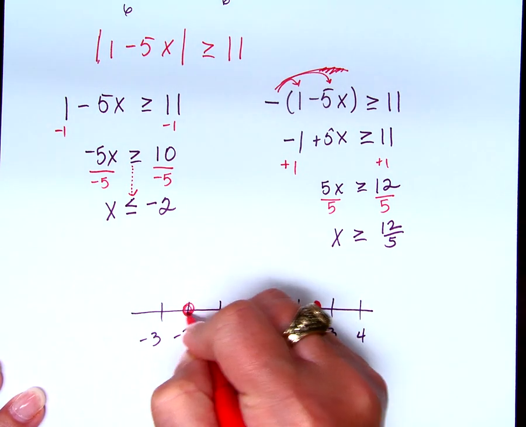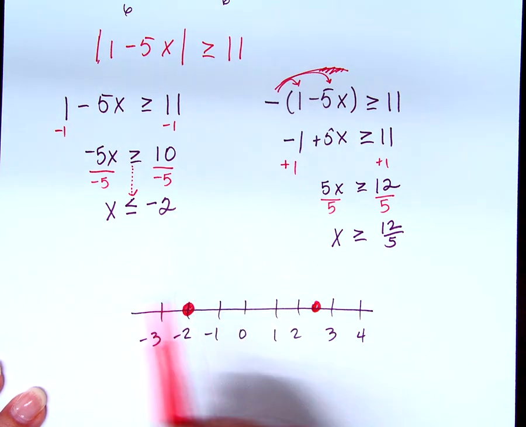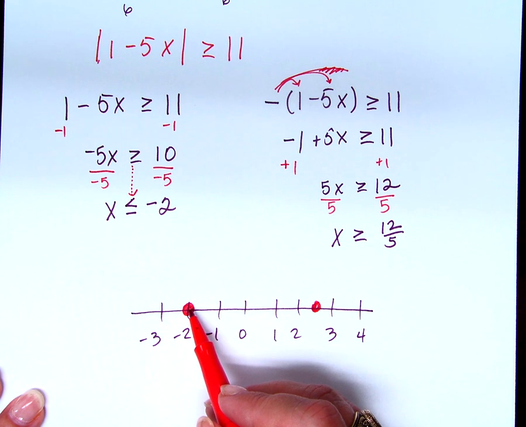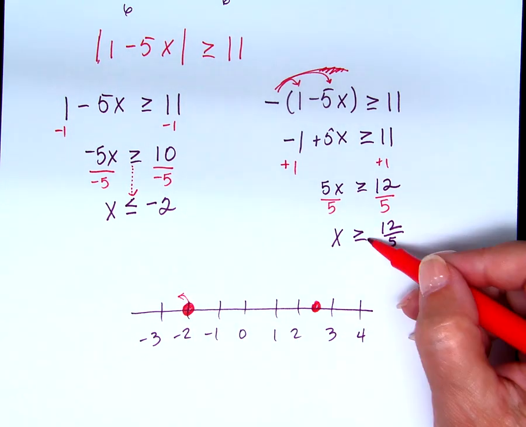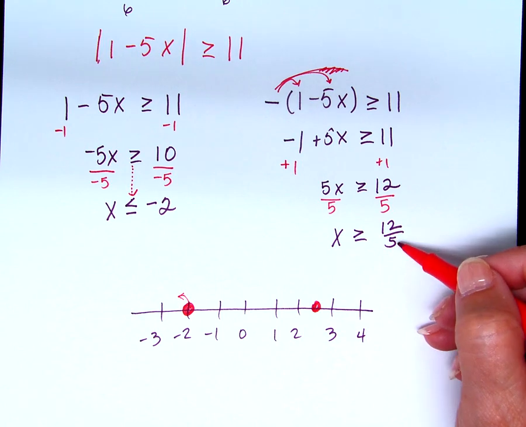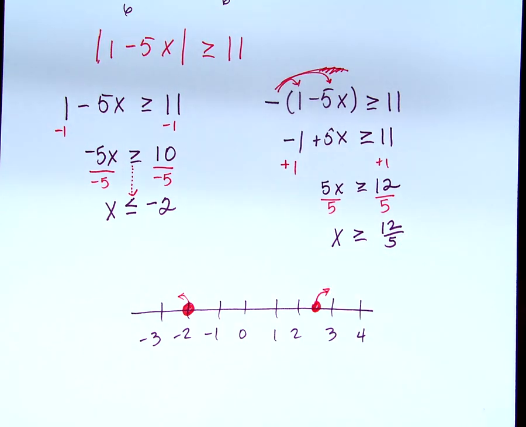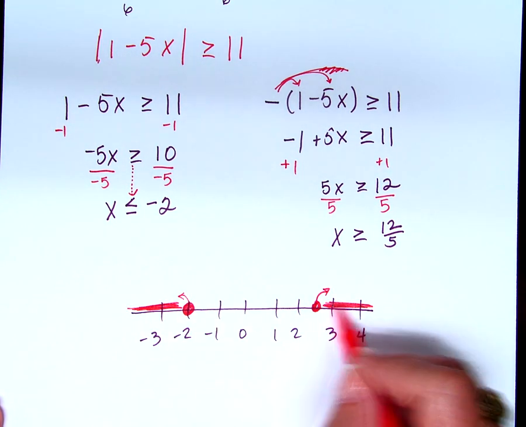-2. So x, excuse me, is less than or equal to -2. Which direction is less than -2? Left. Which direction is greater than or equal to 12/5? Right. Which way do I shade this time? The outside. The outsides. Here and here.